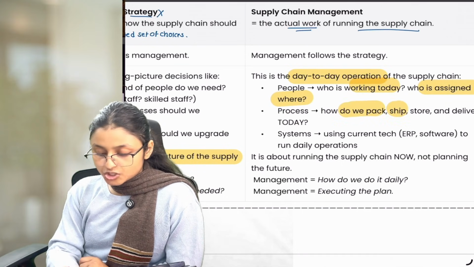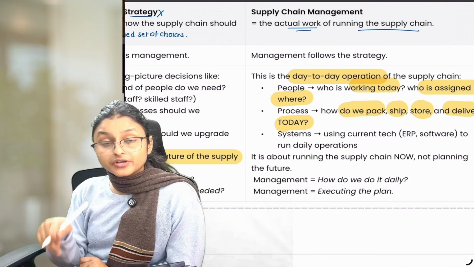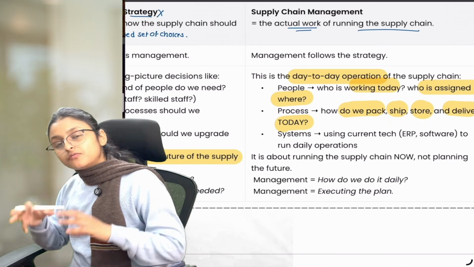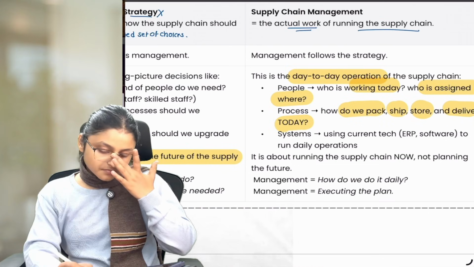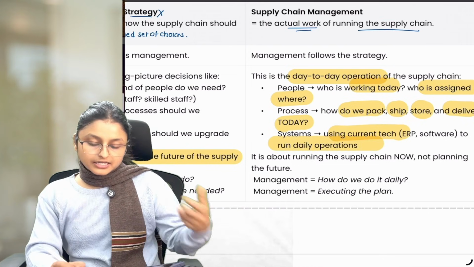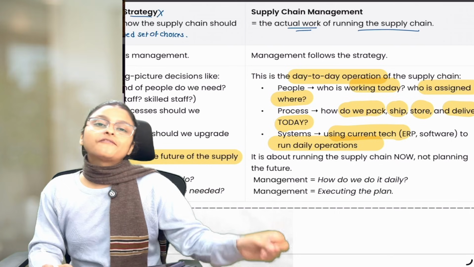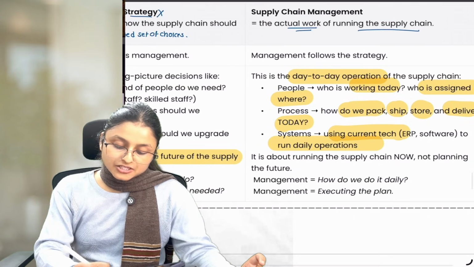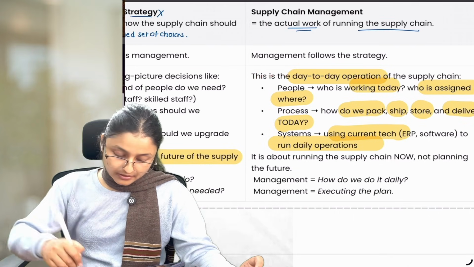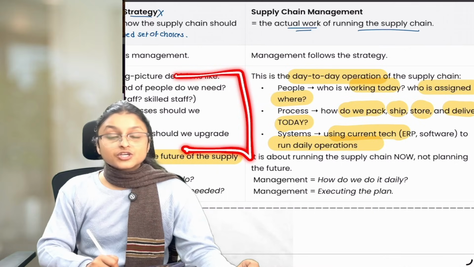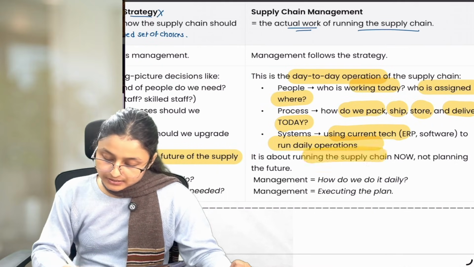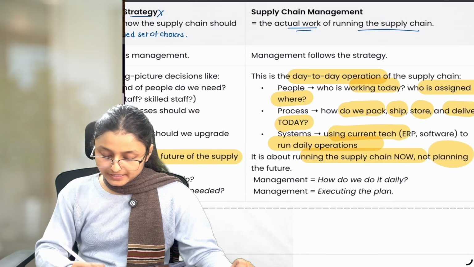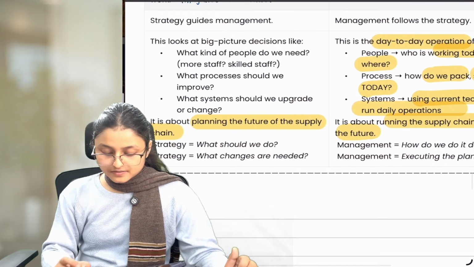How do we pack, ship, store and deliver our product today? So we are mainly focusing on what is happening right now in supply chain management: systems, using current tech to run daily operations, using the current tech more efficiently. So in supply chain management, our focus is current. In supply chain strategy, we focus on future. It is about running the supply chain now, not planning about the future.